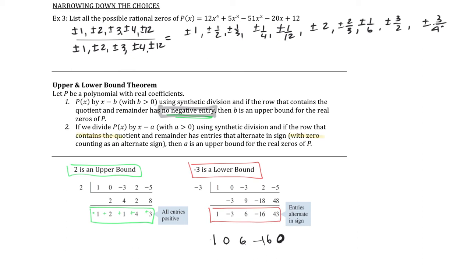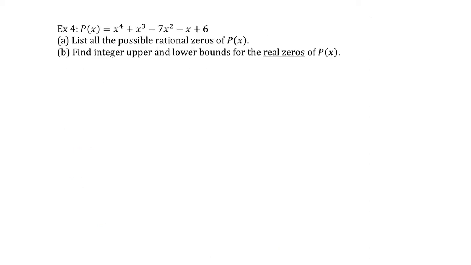Zeros can count as alternate signs. Here we go. So we're going to list all the possible rational zeros. We're going to list all the different ways to get to 6: 1, 2, 3, and 6. And then all the different ways to get to 1, and then simplify those fractions: 1, 2, 3, and 6. So I listed them all.